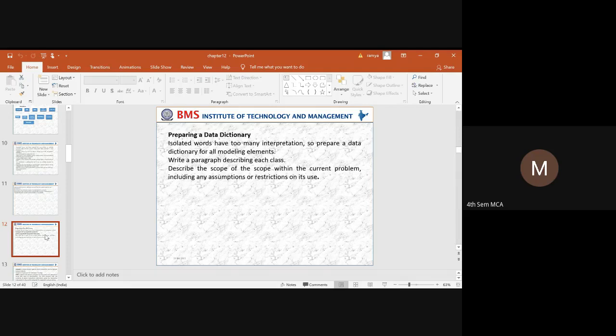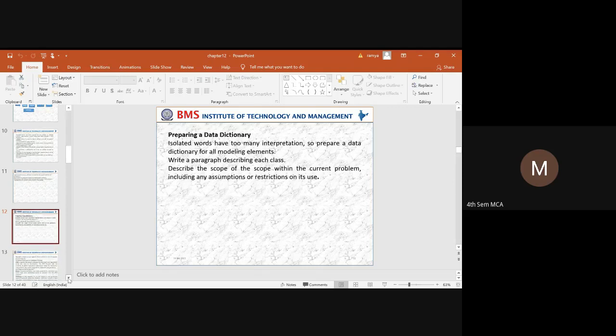What is this data dictionary? We are going to have a modeling of elements. We have identified the different names of the classes. Once the list of classes is prepared, for connecting all these classes, we need to prepare a data dictionary where each and every class has a description, based on the current problem, and we have some assumptions and restrictions. Those restrictions and assumptions can be provided through the data dictionary.